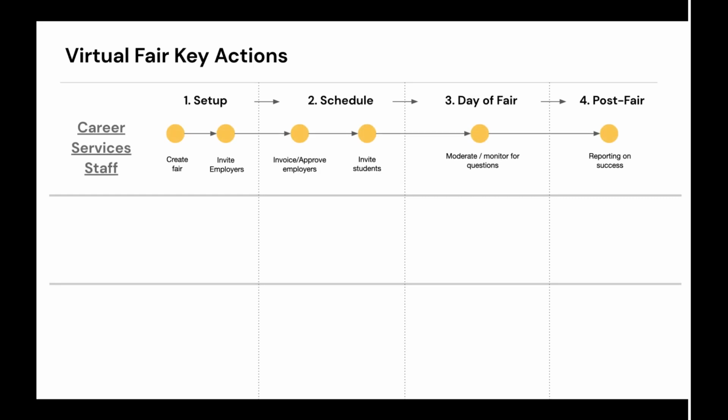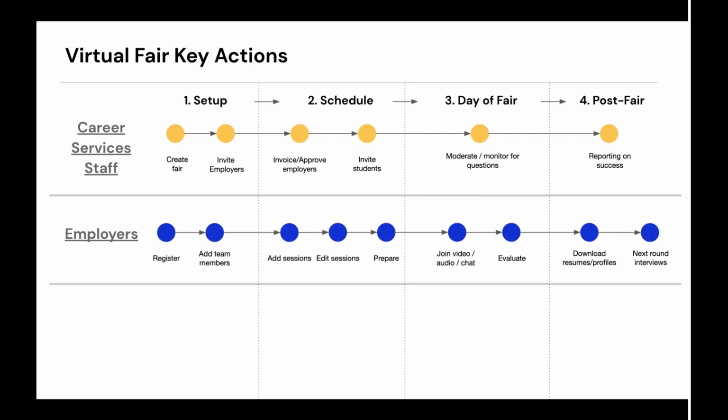As a career services staff member, most of your workflows will remain the same: creating the fair, coordinating payments and approval, inviting students, moderating for questions, and then reporting on success after the virtual fair. Employers will register for the fair and add their team members in a very similar way that they do today. And during the scheduling phase is really where employers will have the biggest shift in their workflow. They'll create and manage their schedules, and then the day of, join the sessions they've pre-scheduled and meet with students. After the virtual fair, they'll review the students that they spoke with and follow up accordingly.